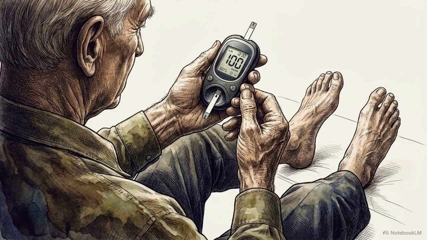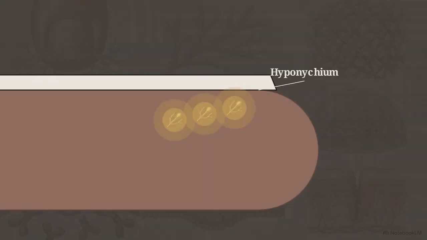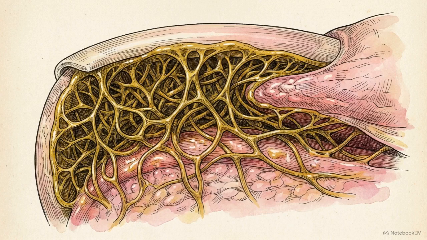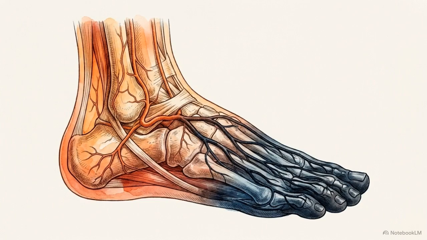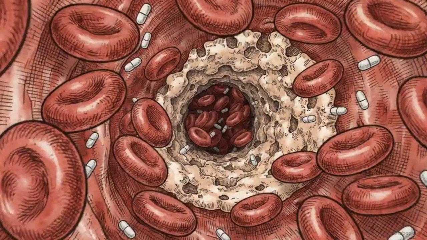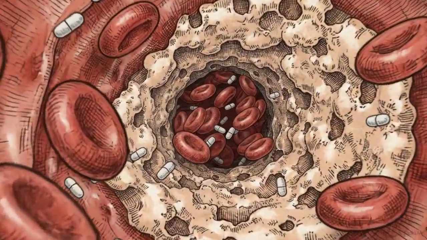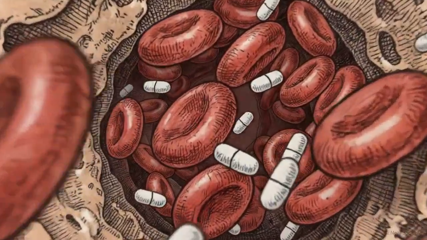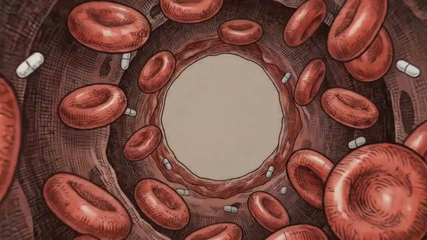The nervous system plays a dangerous role in high-risk diabetic or elderly patients. Peripheral neuropathy can completely mask the pain of the initial hyponychial microtrauma, allowing the fungus to establish its biofilm undetected. Finally, the cardiovascular system becomes a limiting factor. Peripheral vascular disease drastically restricts blood flow to the distal digits, severely limiting the delivery of life-saving oral antifungals to the site of the infection.